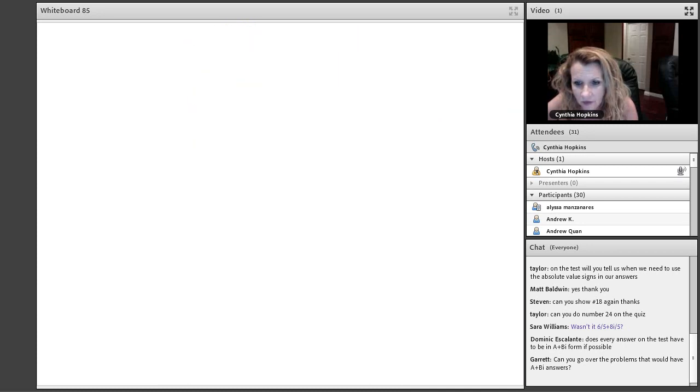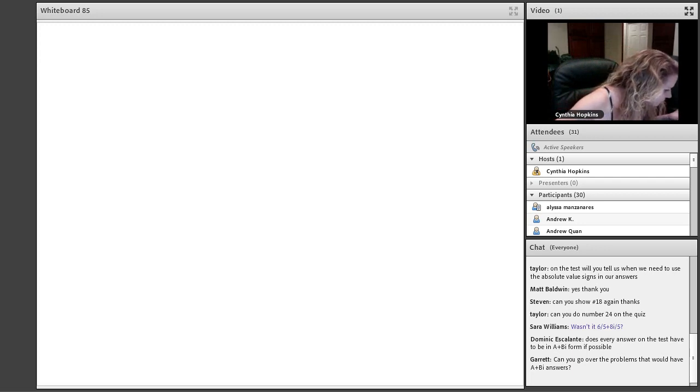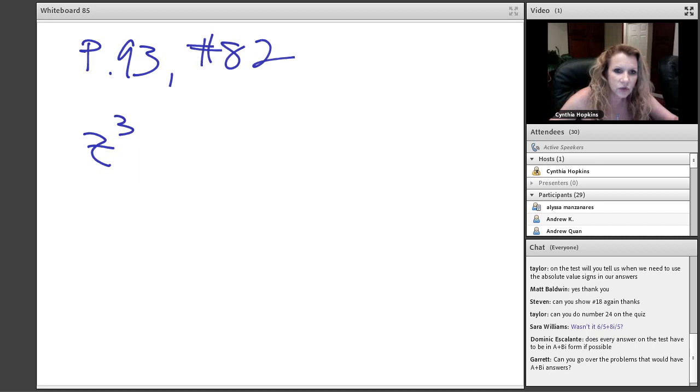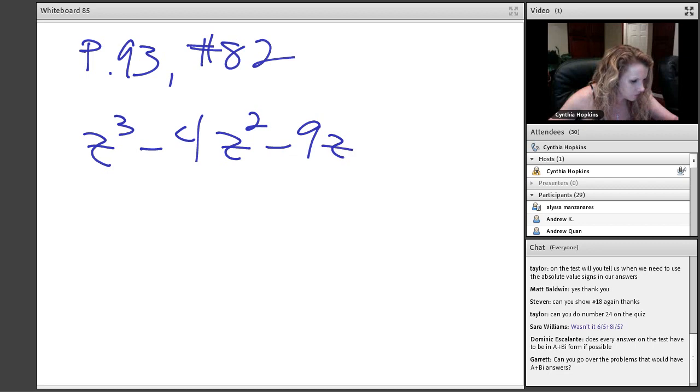All right, and then okay, Garrett is asking for factoring questions with 4 terms. All right, I want to go to our, let's see if there's some good ones here. Okay, here's a great one. This is on page 93. And what number is that? 82. All right, it says z cubed minus 4z squared minus 9z plus 36.